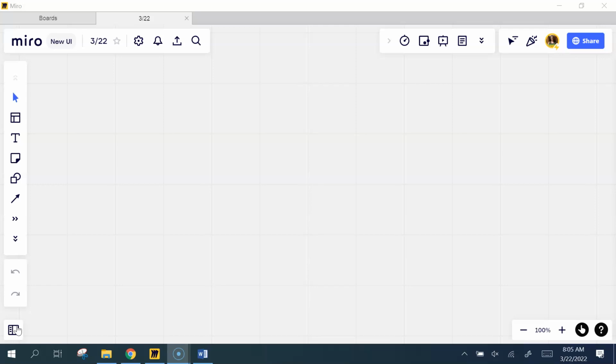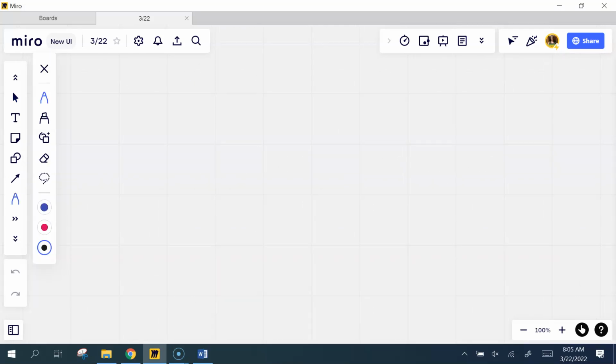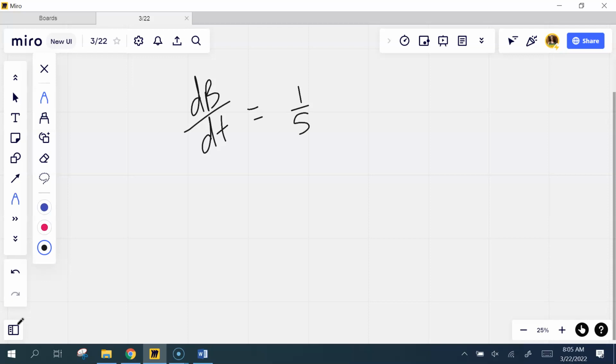Number 5 I thought was the toughest one on the test for sure. So you got dB/dt equals 1/5 (100 minus B). And so this was the rate at which a baby bird gains weight. And so there's my differential equation, and it says, is the bird gaining weight faster when it weighs 40 grams or when it weighs 70 grams?